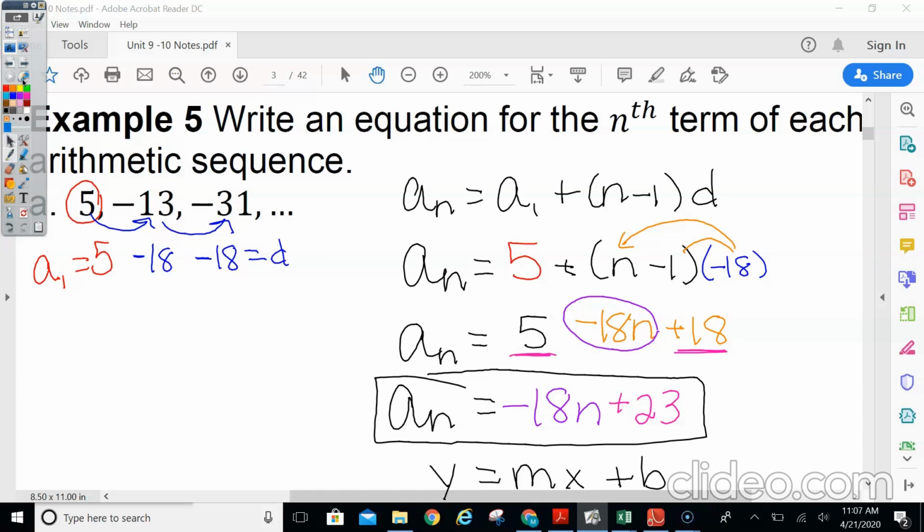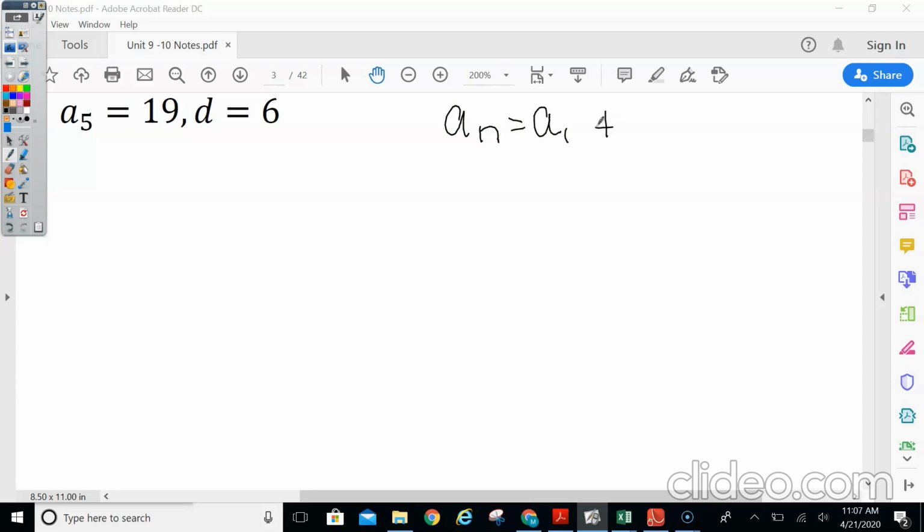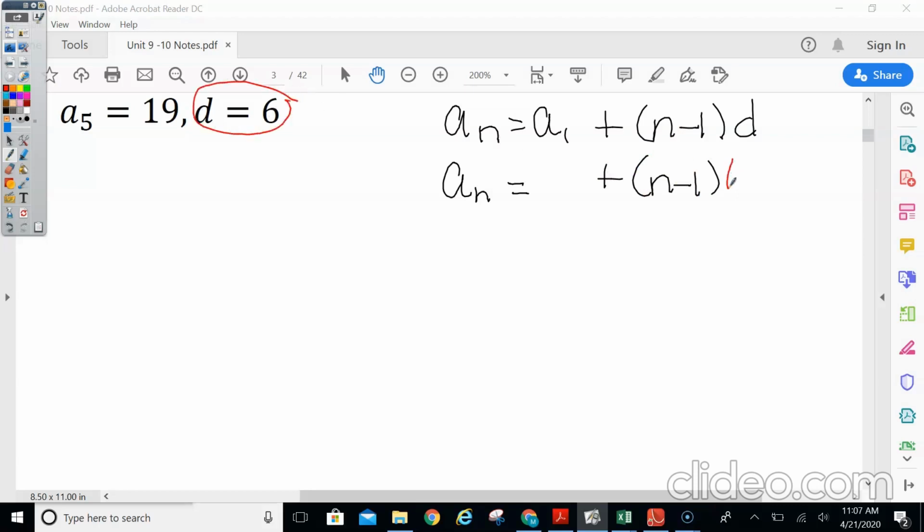Okay, so the last example here, I'm going to show you a couple of ways to do it. One a little easier than the other. So we start with our formula. A sub n equals a sub 1 plus n minus 1 times the difference. So notice here, we're going to leave a sub n, and we're going to leave n minus 1. That part stays. But we only have the common difference. We only have the common difference is 6. We don't have the first term. So we need to find a sub 1.